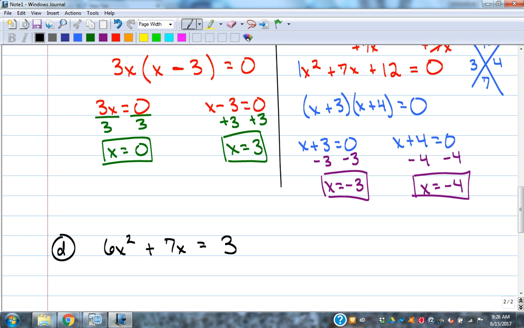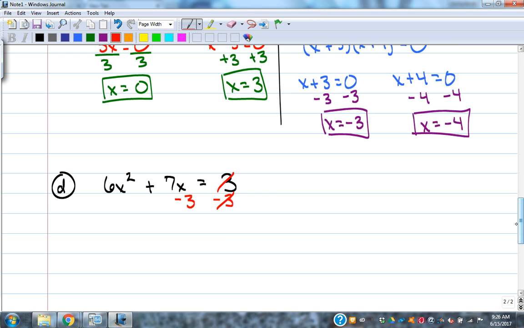What should be our first step on this one? Yeah, getting the 3 in the right order. So how do we get that 3 over there to the other side? Yeah, subtract it. Cancels out. There's my 0 that I needed. And then let's put it in descending order.